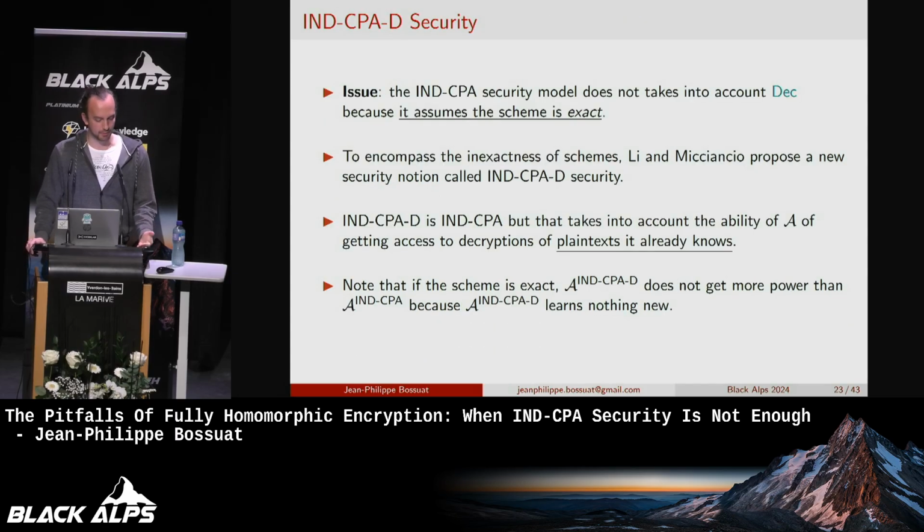So here we have a scheme that is probably IND-CPA secure, but it's not actually secure against a passive adversary. And the main issue is that IND-CPA assumes that the scheme is exact. So to address this gap, Li and Micciancio proposed a new security notion, which is IND-CPA-D security. This takes into account the ability of the adversary to get access to decryptions of plaintexts it already knows. So the adversary does not get more power than an IND-CPA adversary, because if the scheme is exact, he learns nothing by getting decryptions of plaintexts he already knows.